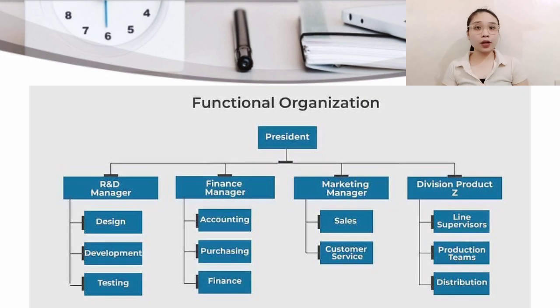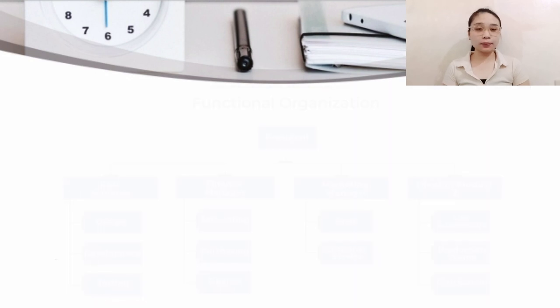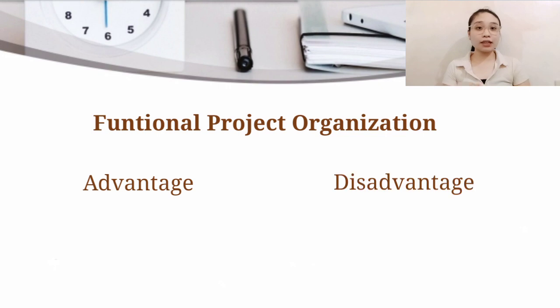Here is the example of functional project organization. As we can see, the company is organized by function groups according to their activities. We have here the R&D manager that has a different department in finance manager, marketing manager, as well as division product Z. Organizing a project using this type has advantages and disadvantages.